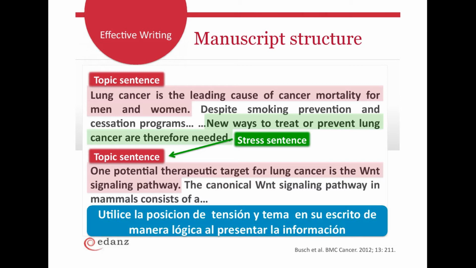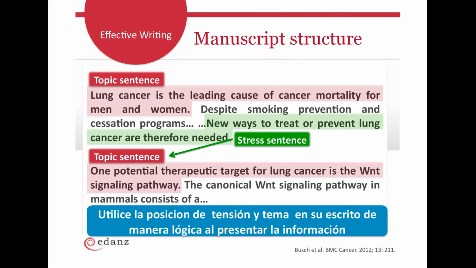In each case, the stress position will introduce the topic of the next sentence. This allows you to logically link your ideas within your paragraph.